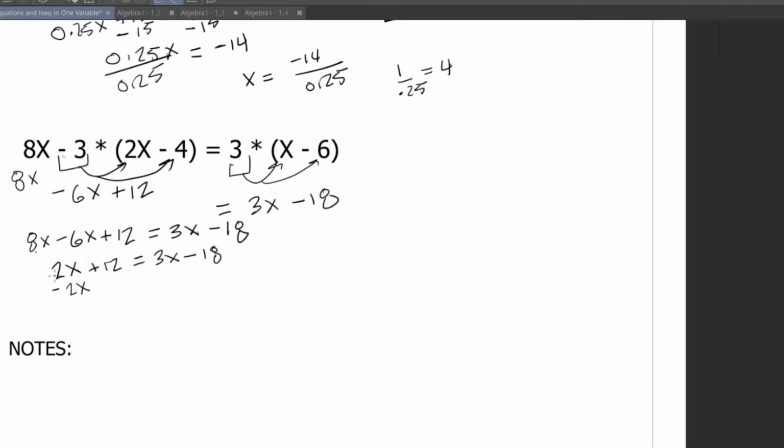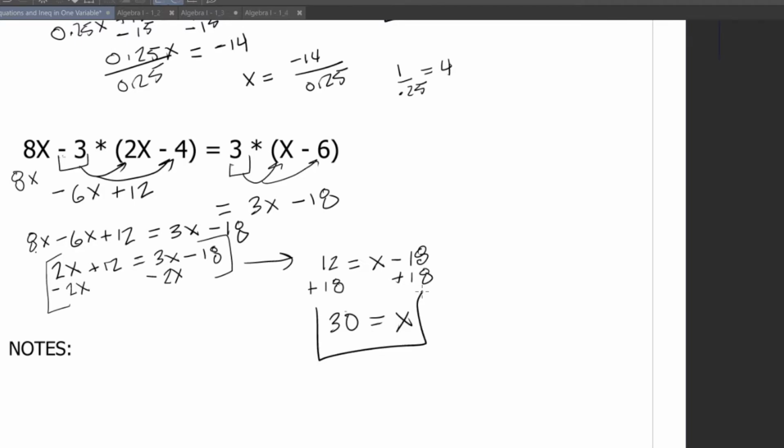Okay, so we subtract the 2x here. It means we have to do it to the other side. Now our equation reads, after doing this step, we have 12 equals x minus 18. Next thing, we're going to add 18, and then we'll come out with 12 plus 18, 30, is equal to x. And that's what makes this equation true, right?